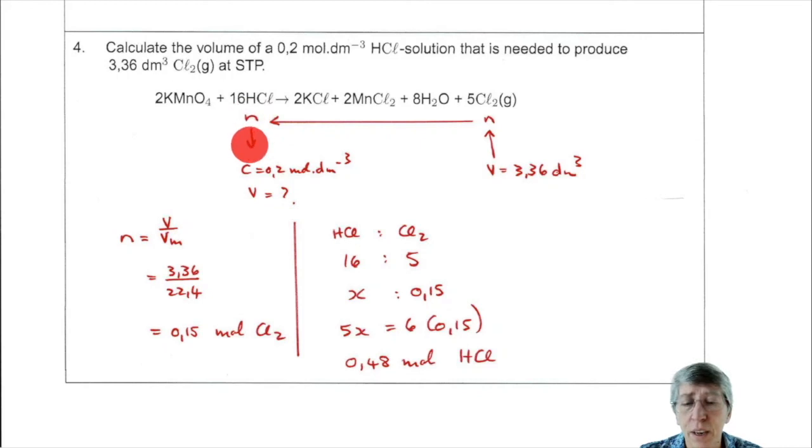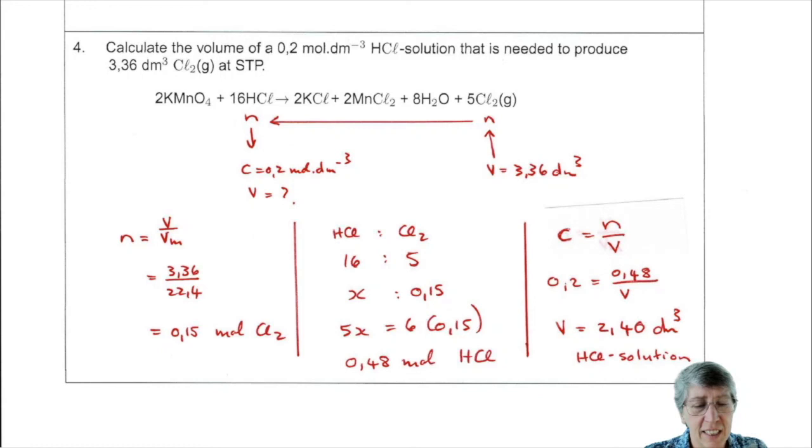And now I'm going to convert that to volume, and remember now we're not working with a gas, so I'm not going to use the gas equation. I'm working with a solution. This is easy to end up with the volume of that solution that is needed.